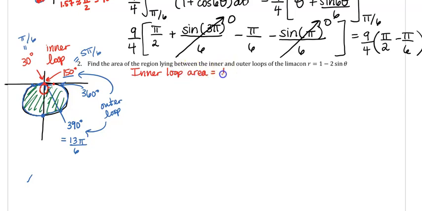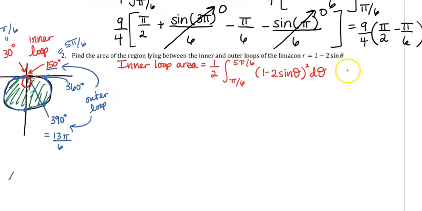Formula tells me that is 1/2 the integral from alpha to beta. Our alpha to beta is the 30 to 150, which is pi over 6 to 5 pi over 6. And then we need to take our function and square it. In this case, our function is 1 minus 2 sine theta. I'll square that with respect to theta. At this point, this is an integral that we know how to evaluate. It may be tedious, but we are able to evaluate that integral.